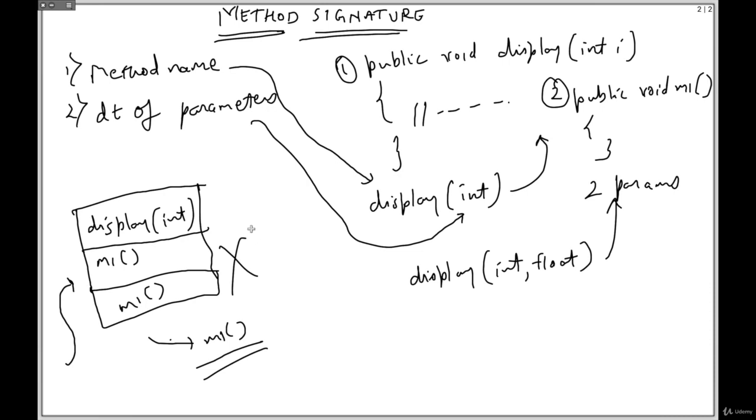Now one point to be noted over here is that method signature doesn't have the return type of the method. So return type is not a part of the method signature. So if you have two methods with different return types, the signature for both will be the same, and hence they both can't be in the same class.